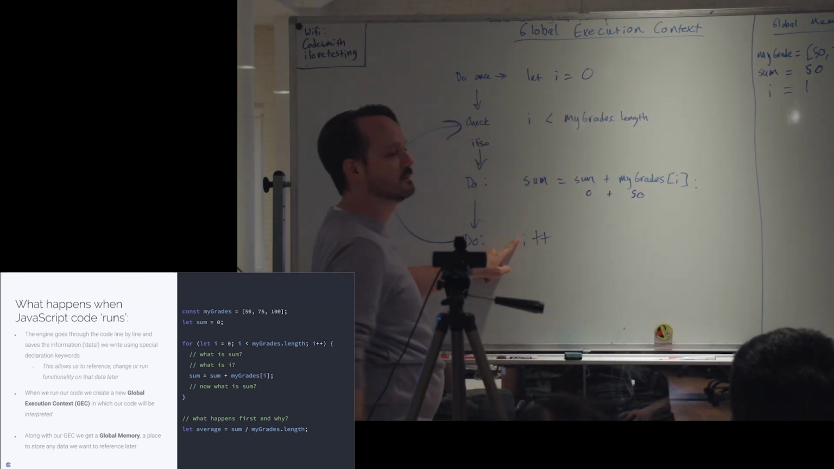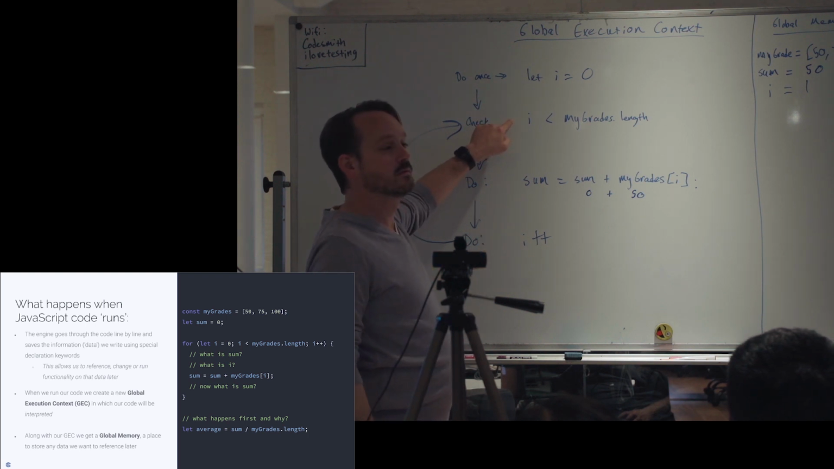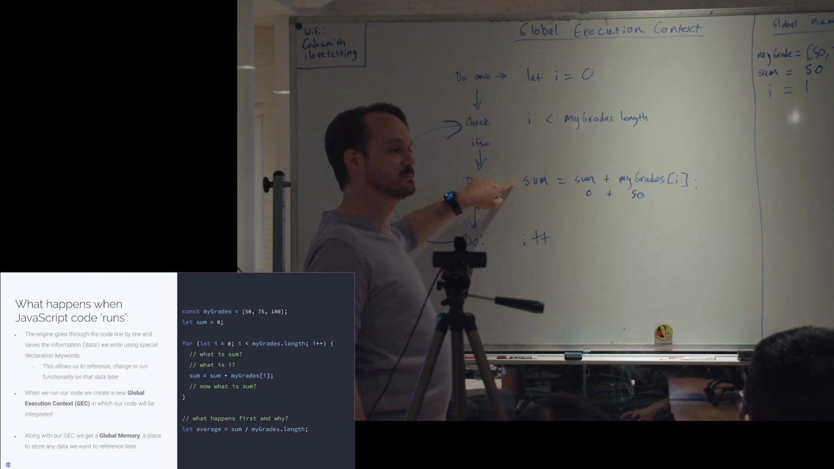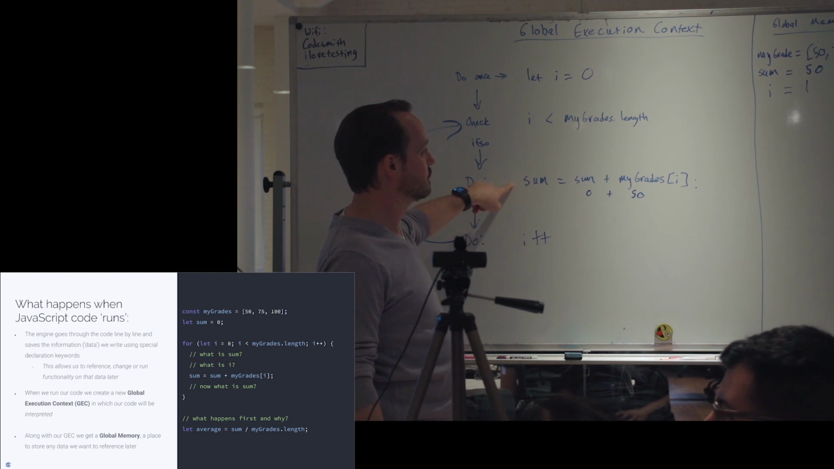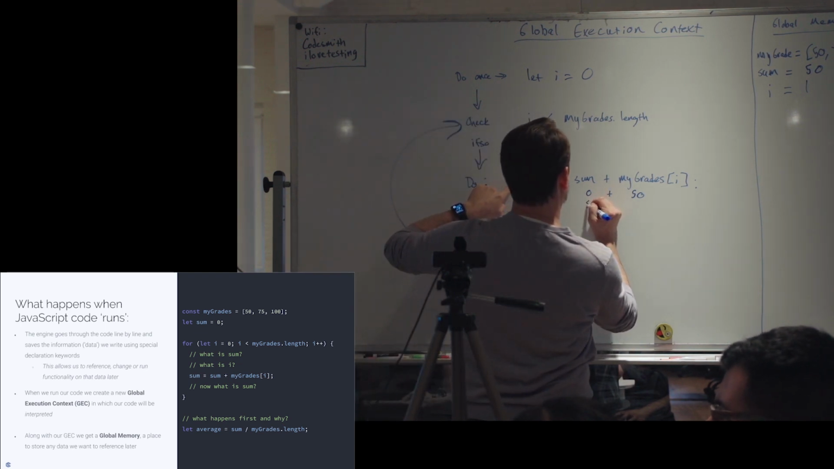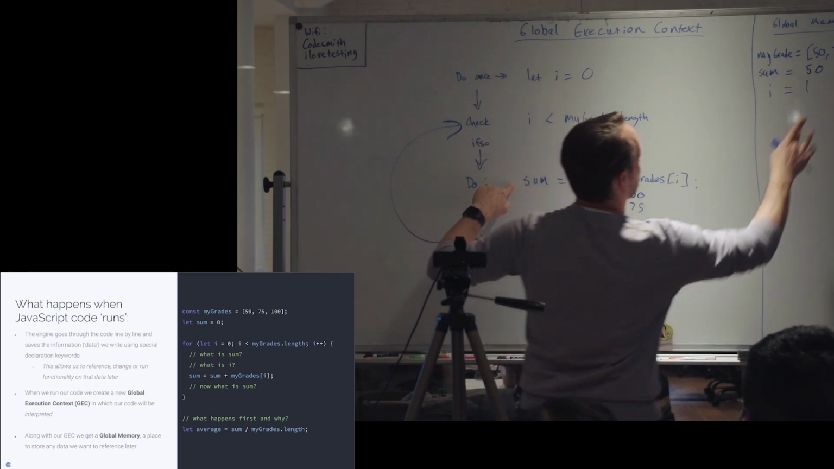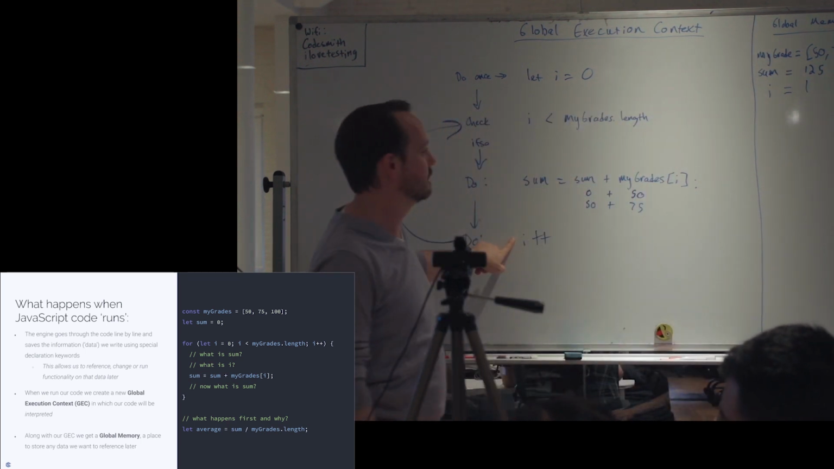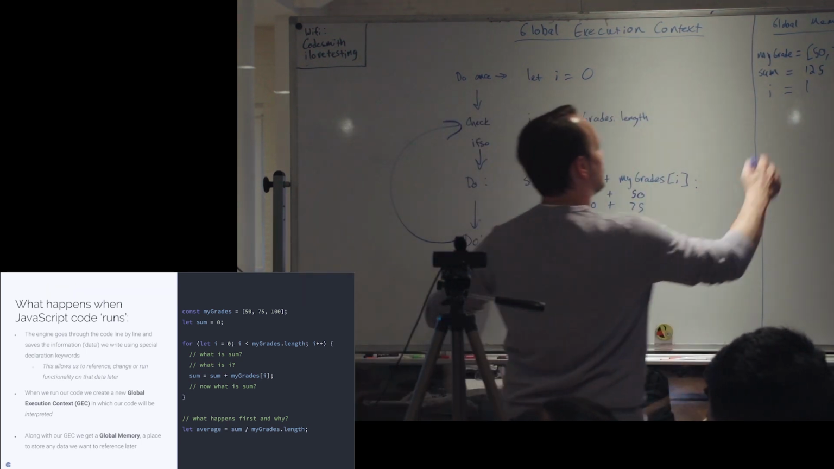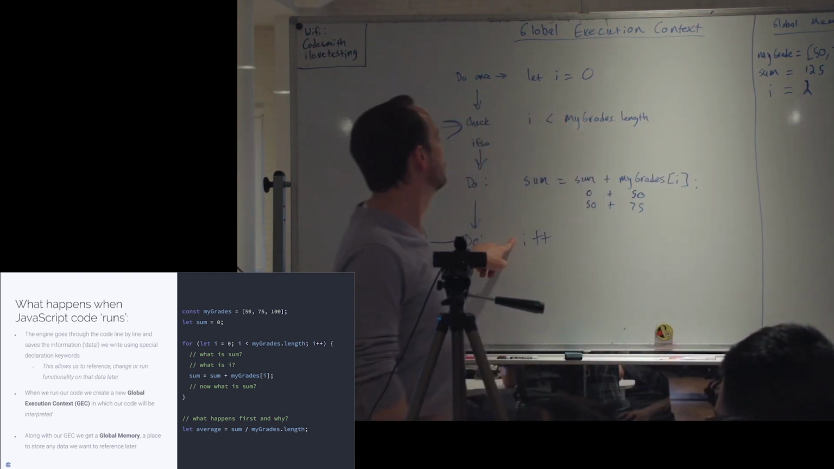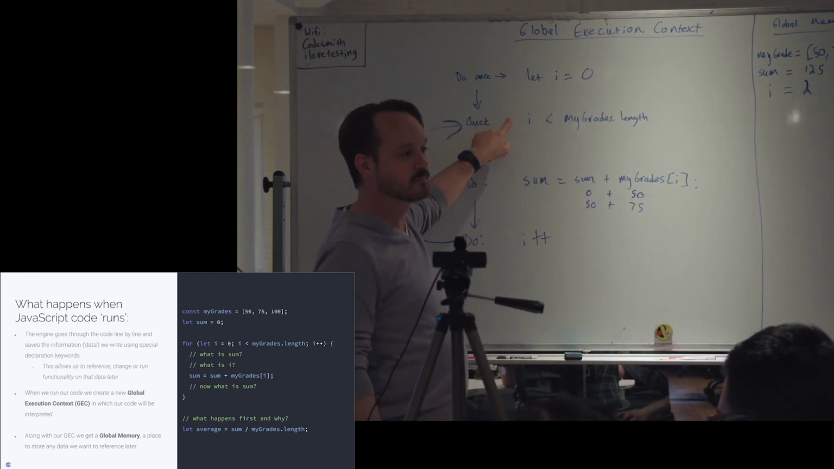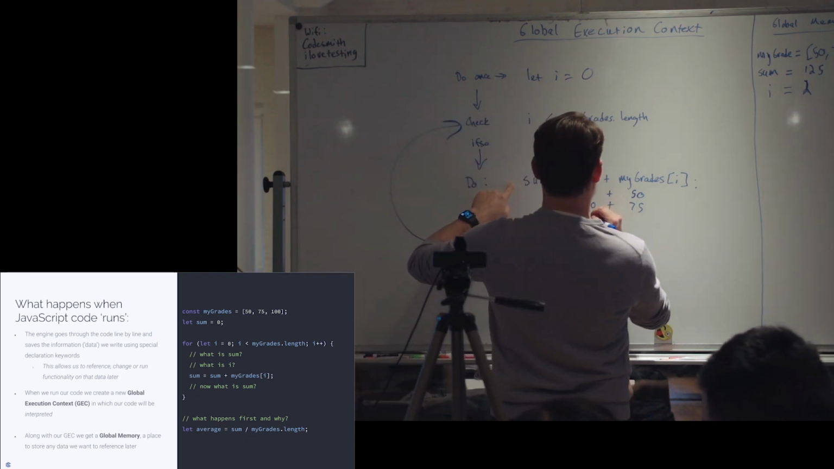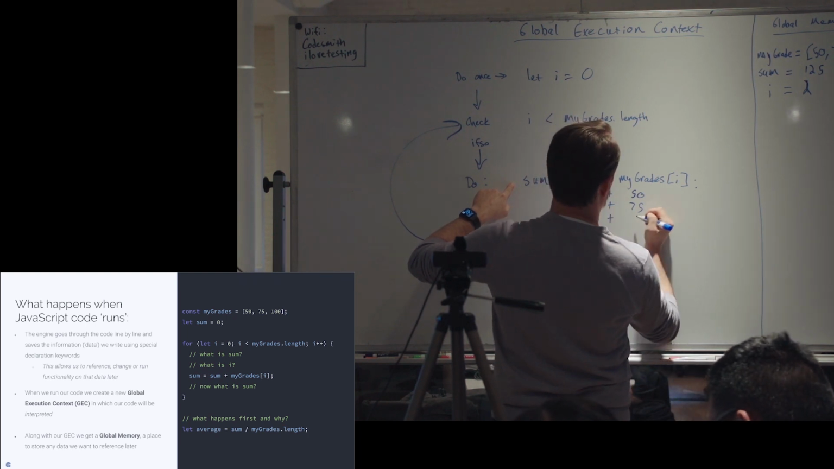So now you're checking to see if 1 is less than mygrades.length, and 1 is less than 3. So go here. Then we're doing sum equals 50 plus 75. Okay. So we're going to change sum to 125. And then? Then you're going to increment by 1 again. Okay. And then you go back to see if 2 is less than 3, which it is. So now you're doing sum equals 125 plus 100. Okay.